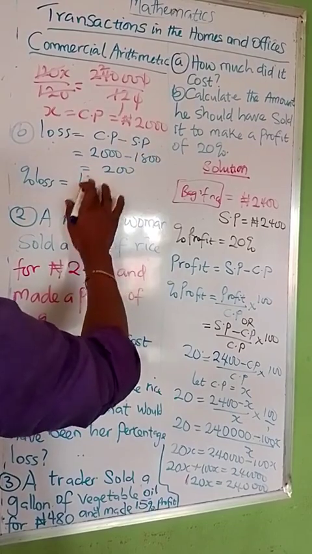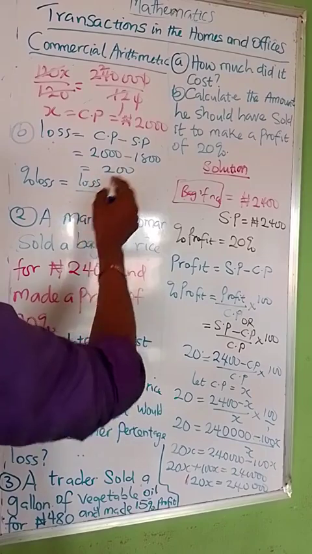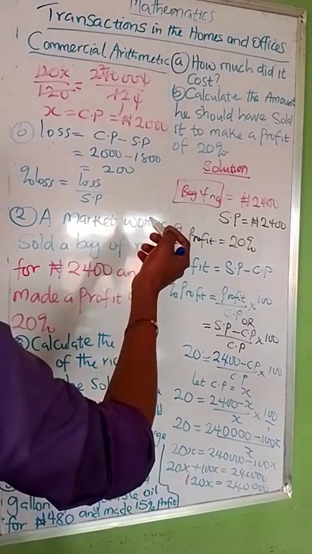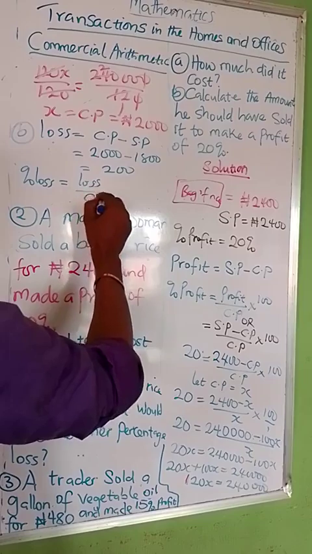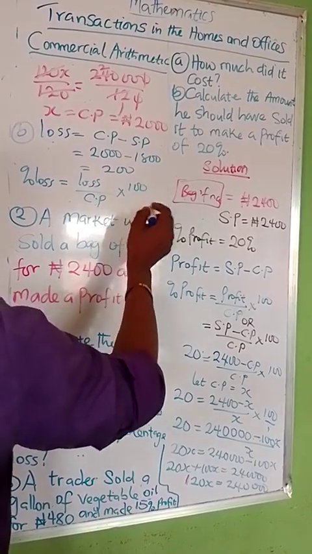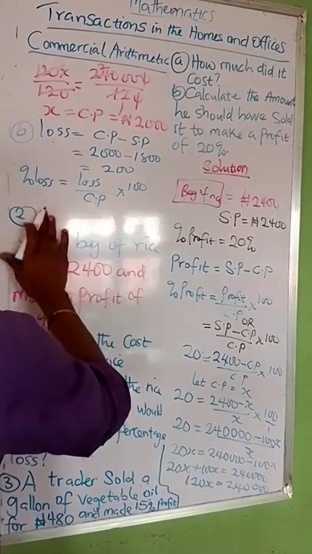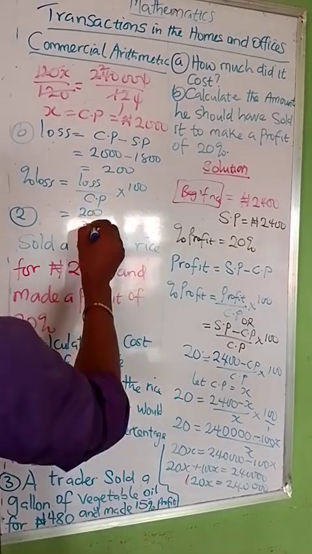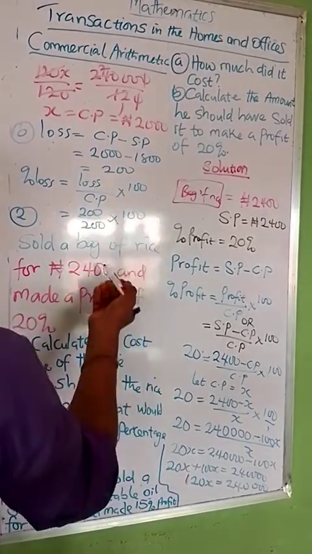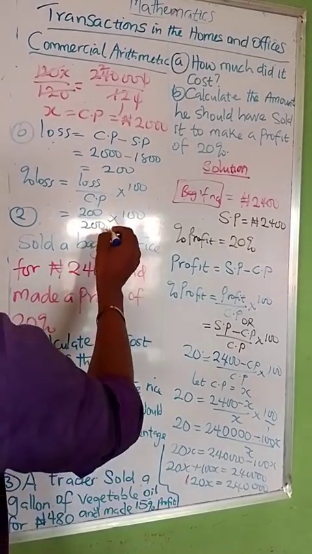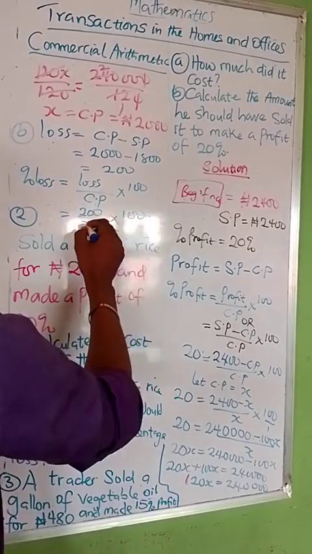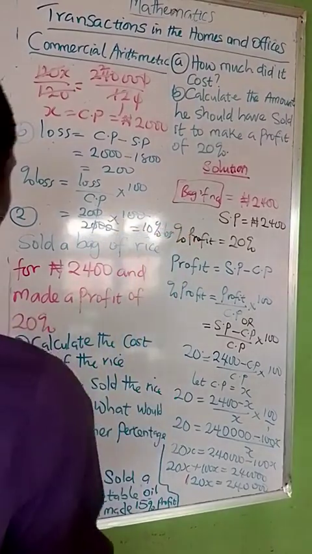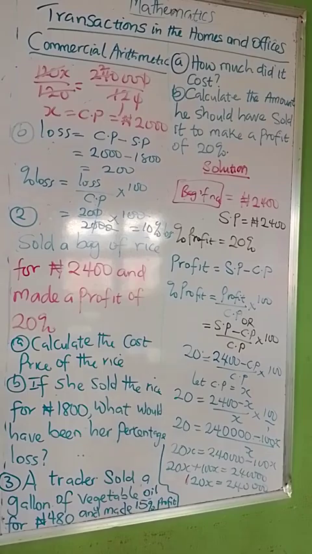That's the loss over the cost price, times 100. So that will be 200 over the cost price, 2,000, times 100. So 0 cancels 0, and that will be 10% loss. So the loss will be 10%. All right. Thank you.